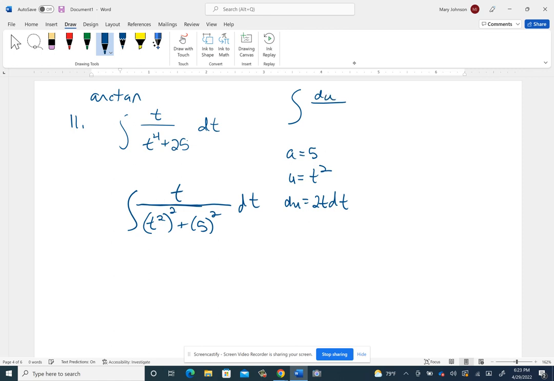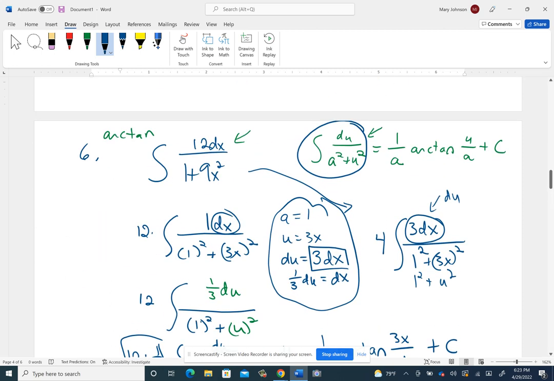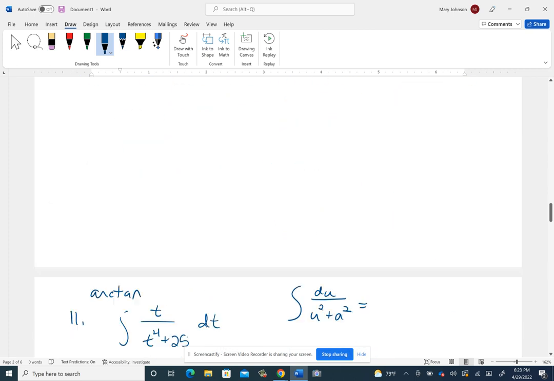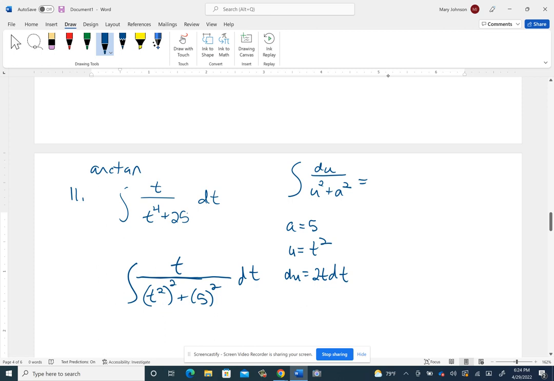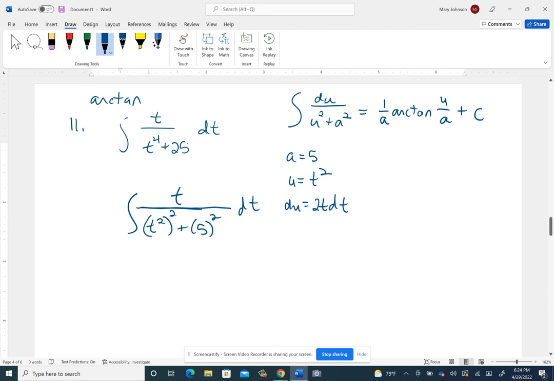dx, du, over the u squared plus a squared, that's going to equal, and then remember up on the formula how this one has that little 1 over a in front, okay? So you got to do that kind of like you have to on the secant problem. So you're going to have the 1 over a, and then you're going to have the arctan u over a plus c, okay? All right, so this one's kind of interesting because we have this t squared.